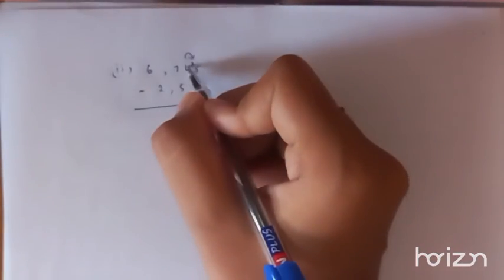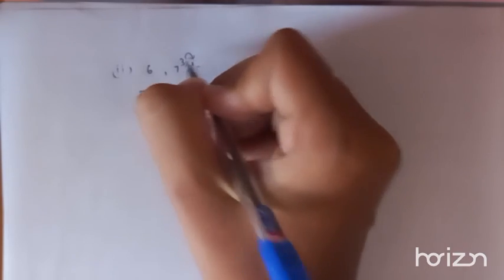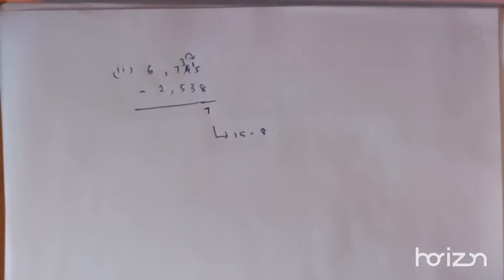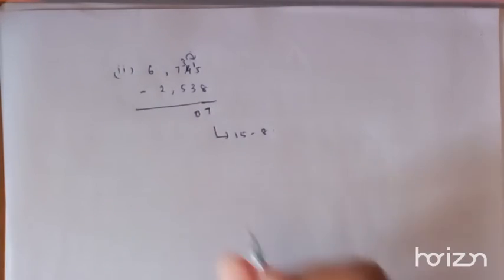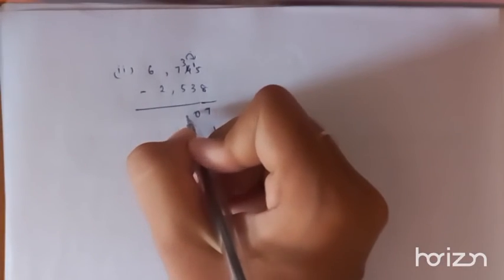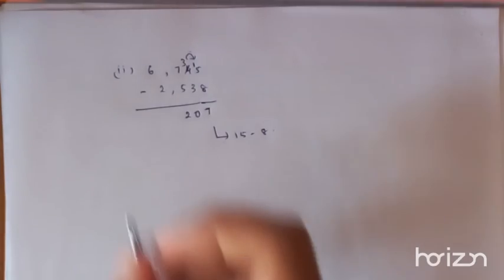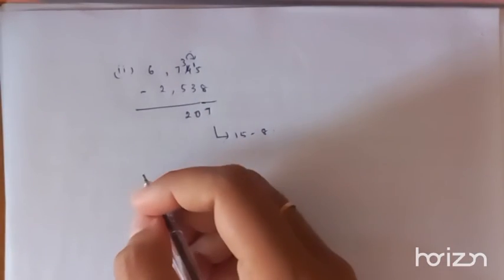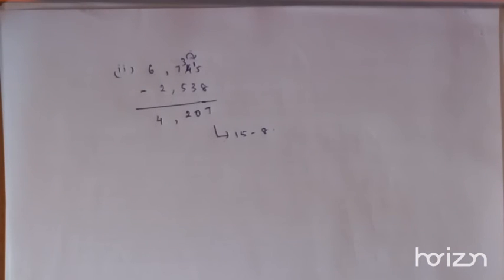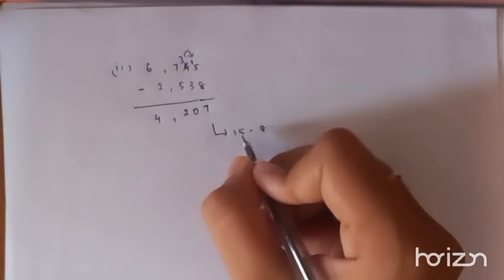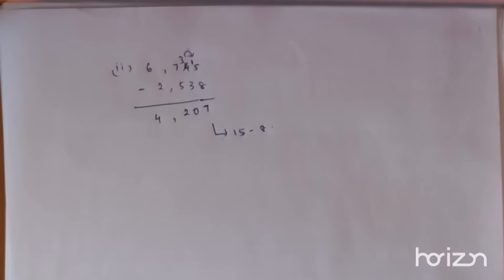Now in the tens column, because I exchanged, this 4 tens would become 3 tens. So 3 take away 3, I would have a 0. And then 7 take away 5, I would have 2 hundreds. And then 6000 take away 2000, I would have 4000. So the final answer of this question would be 4207.